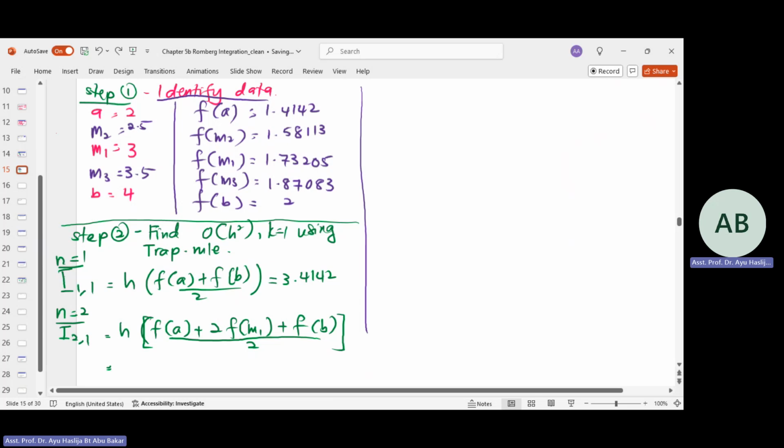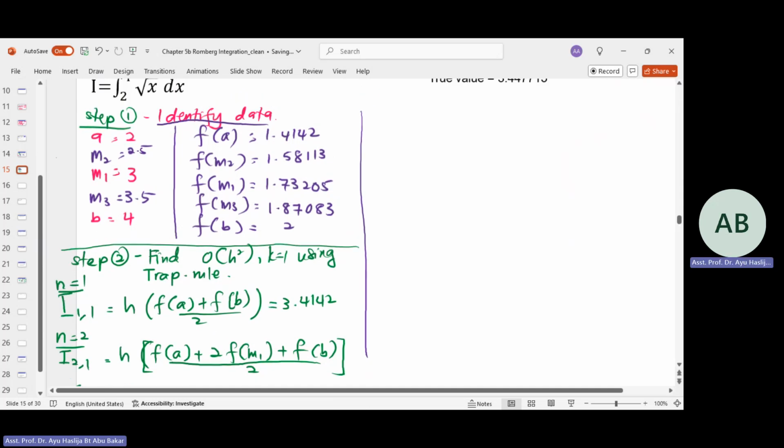How do you get 3.43915? Yes, 3.43915. Okay, so that is I21 when n equals 2.